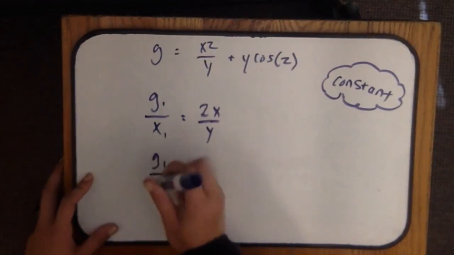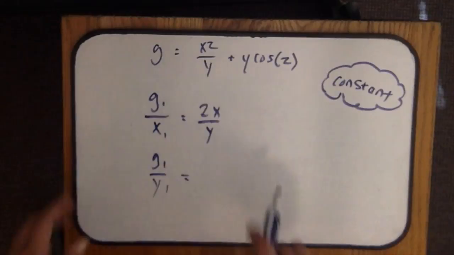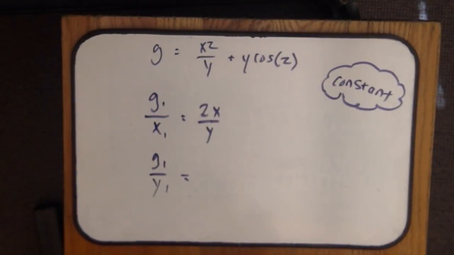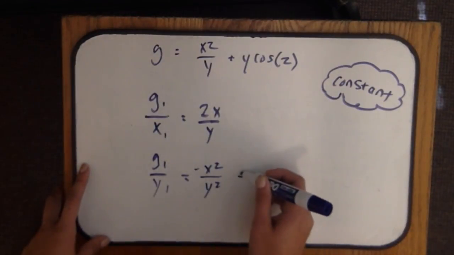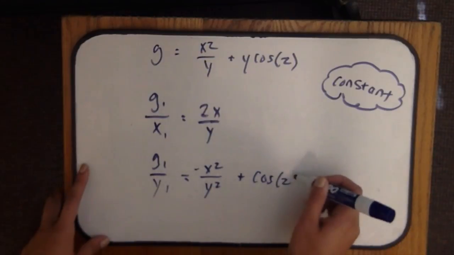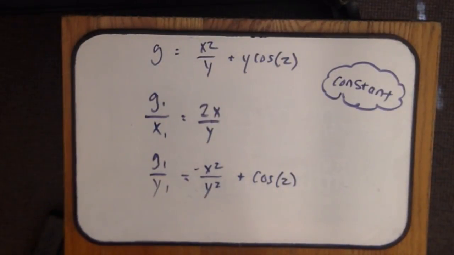Now let's do the derivative of G with respect to y. And that is going to be negative x squared over y squared plus cosine z. And if you're having trouble visualizing all these x, y, and z's as constants, you can always momentarily assign them a random integer like 1 to help you understand better.